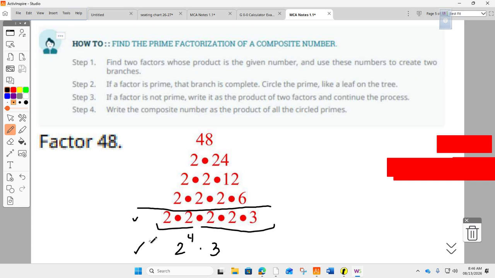Does that help? We're going to do another one? Okay. There's probably more examples too in the book.